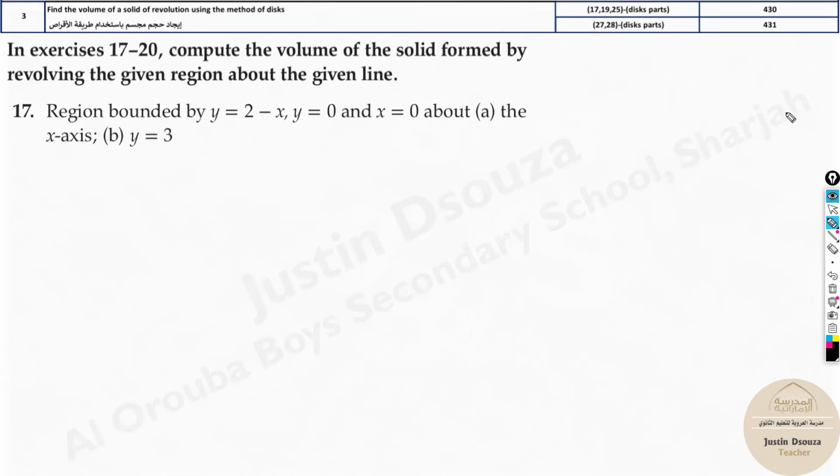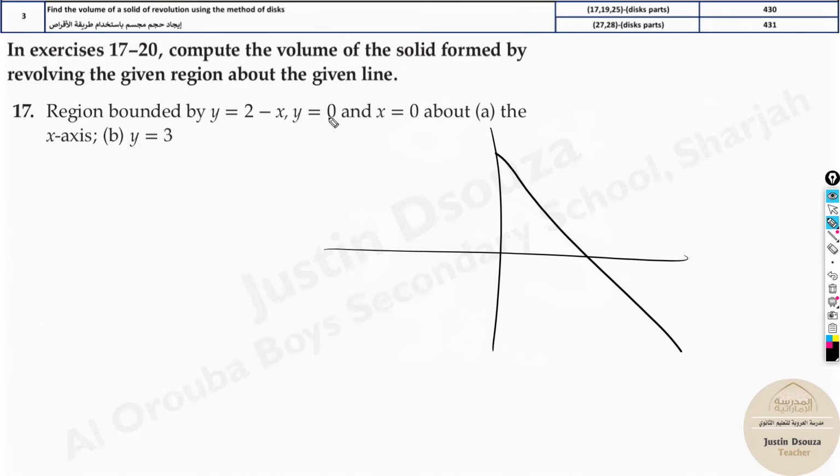Now here, we have to just solve the method of disks. The washer methods are all done. So it's only the axis part. Now here we will draw a rough sketch for this graph. It's going to be 2 minus x. Minus x means going downwards and 2 is the y-intercept. It's something like this. And y is 0, that means this part. X is also 0, this part. So now from this graph I can tell this is the part which we have found out.